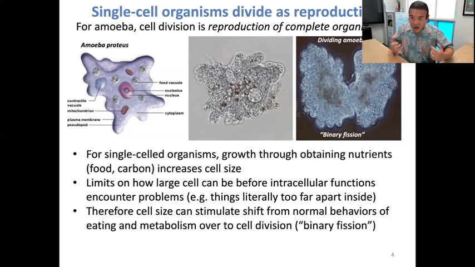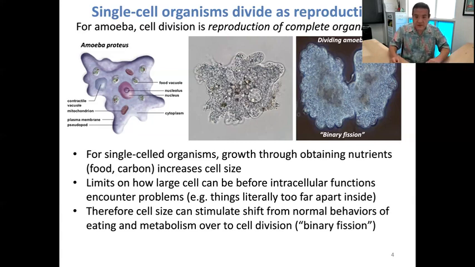So why does something like an amoeba even divide in the first place? You might say, well, that's obvious, because that's how it reproduces. Yeah, but it's just a single cell. It doesn't have a brain. It doesn't think about anything. So what is its incentive to even divide in the first place?